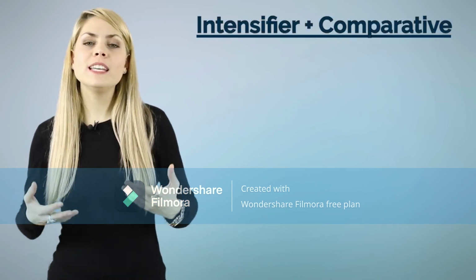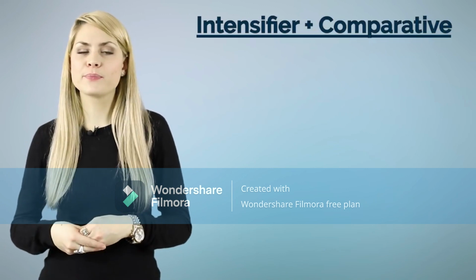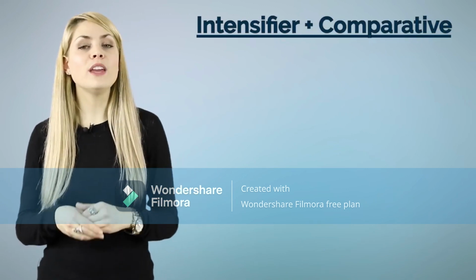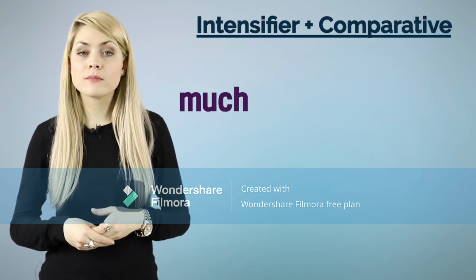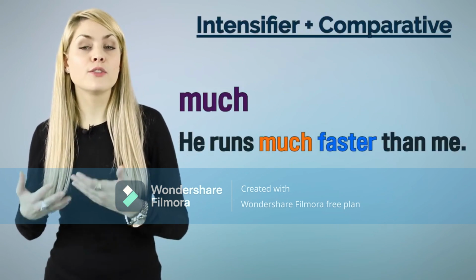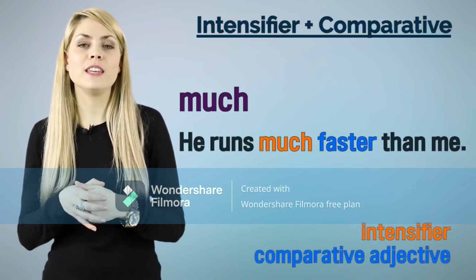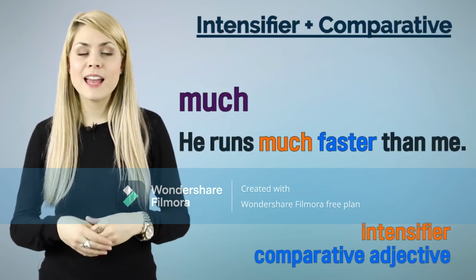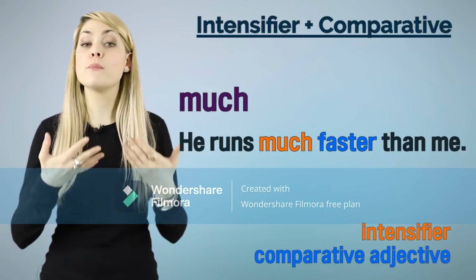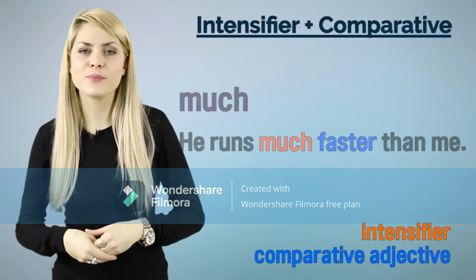Intensifiers are commonly used with comparative and superlative adjectives. For example, with comparative adjectives, we often use much. For example, he runs much faster than me. Faster is the comparative form of the adjective fast, and to intensify the comparison, we use the intensifier much. So he runs much faster than me.